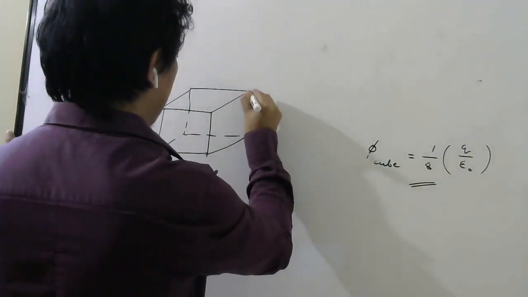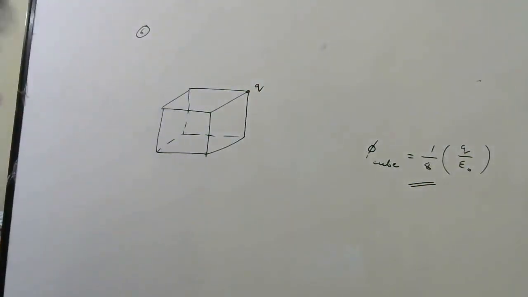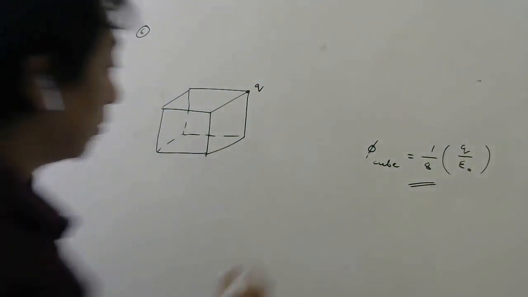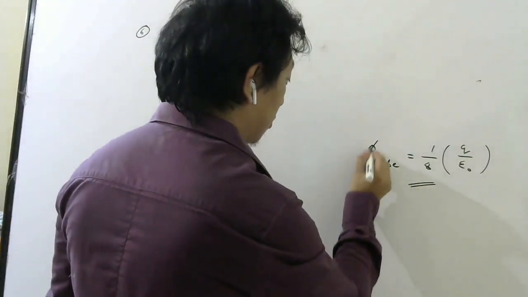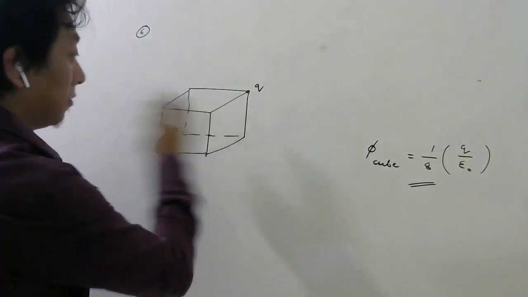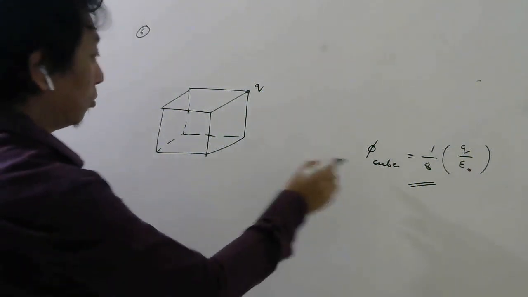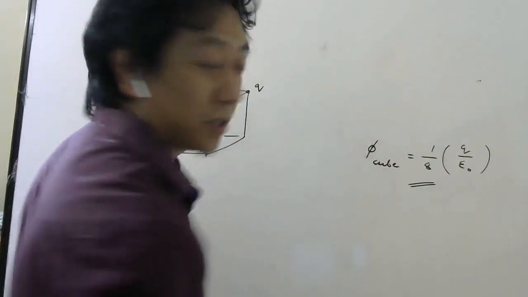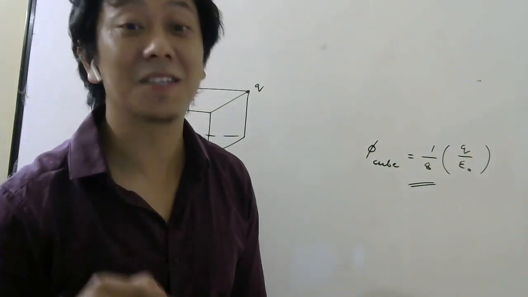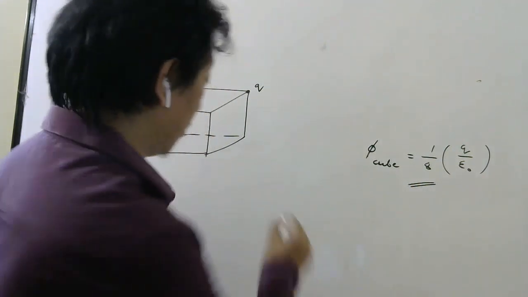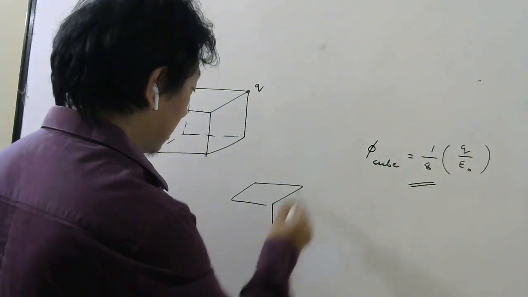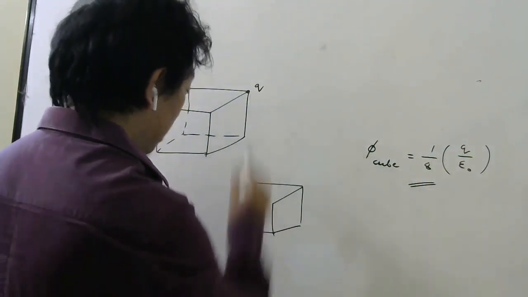Okay, I will keep the charge at the corner. Now, I want to know flux through one face of the cube. Flux through one face. Okay, now you cannot say, oh, flux through the cube is this much, so flux through one face will be 1/6. You cannot say that.